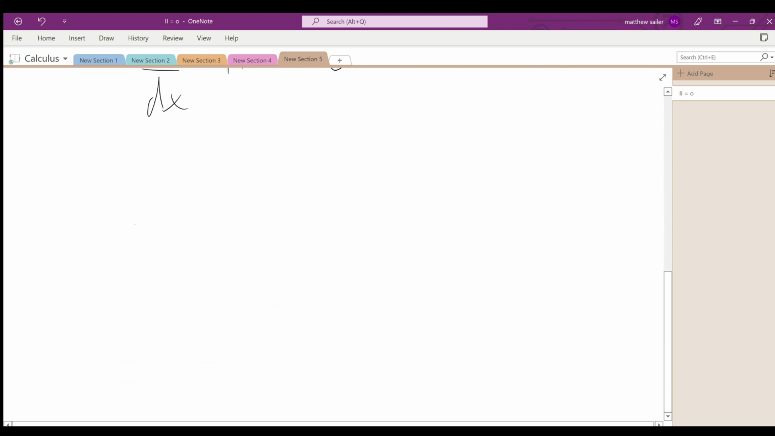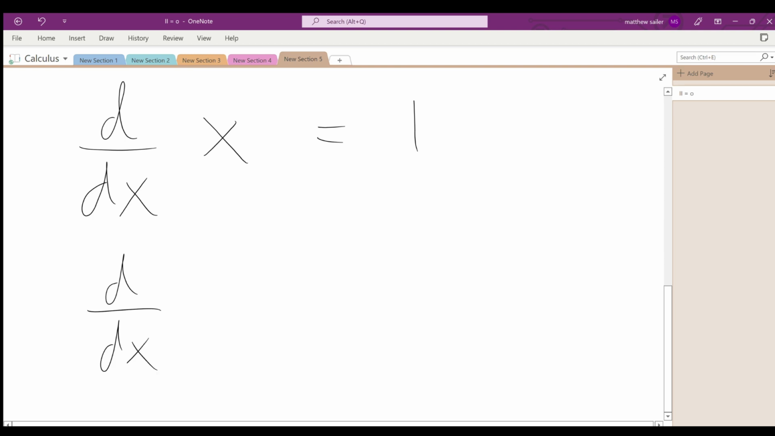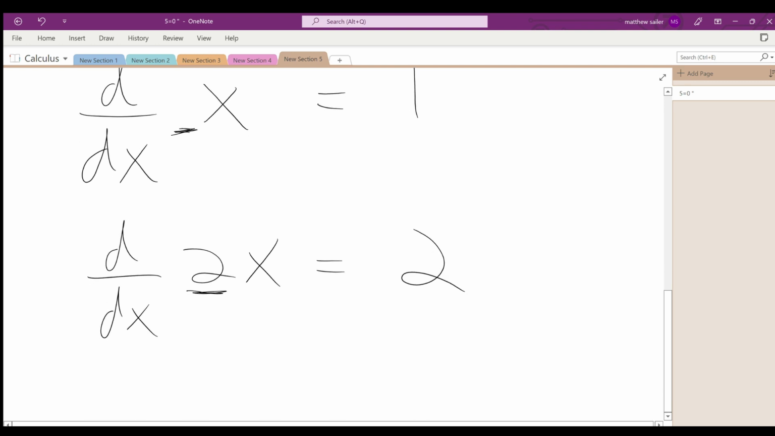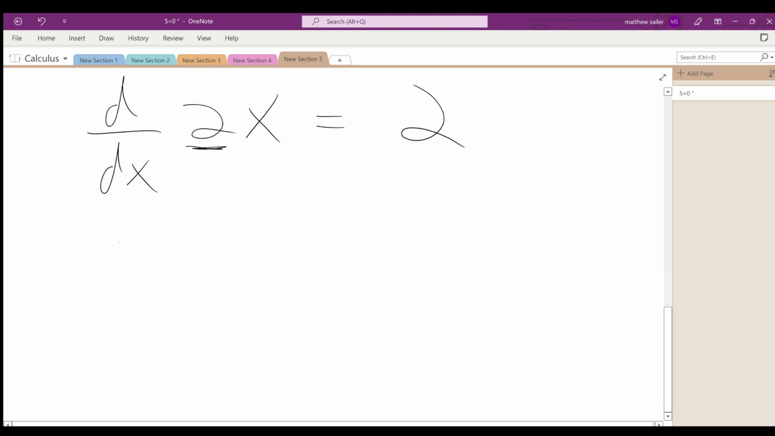The next rule, the derivative of x is equal to 1. And similarly, if you had the derivative of 2x, this is just equal to 2. It's equal to whatever is out front of the variable. And you could do this with any variable. We called it x, but we could just as well call it z. Derivative with respect to z of 2z is 2.